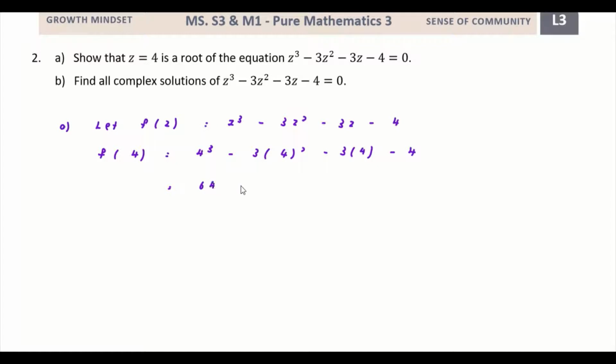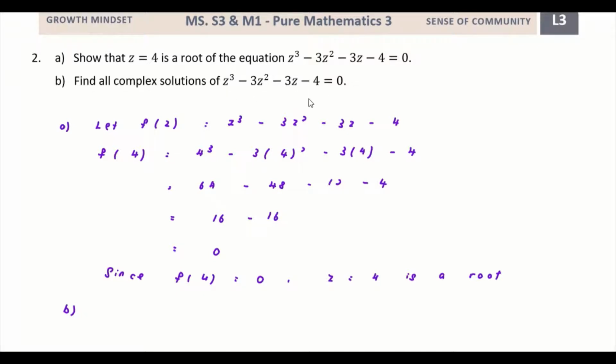So 64 minus 48 minus 12 minus 4. So here we have 16, then minus 16, so we can get 0. Since f(4) equals 0, we know that z equals 4 is a root. This is from the factor theorem. If you have forgotten this, then please do some revision regarding the remainder theorem and also the factor theorem.